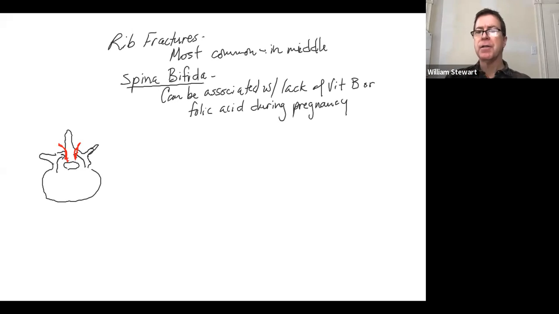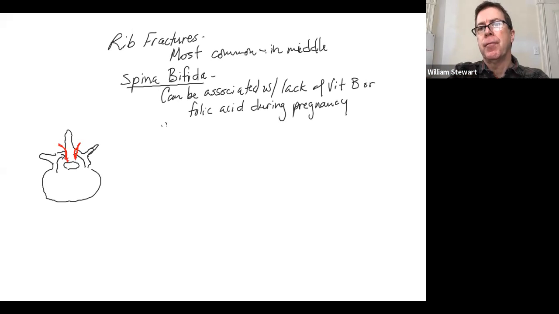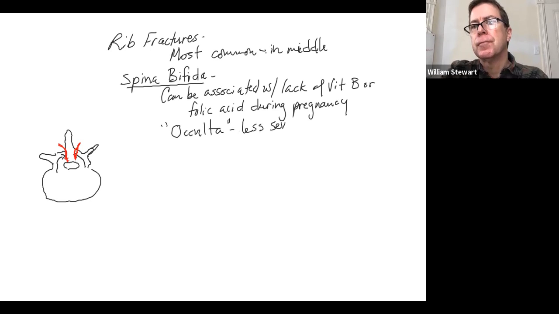Spina bifida occulta, that's O-C-C-U-L-T-A. Let me write that out in quotes. Sorry, there's an L in there. This is the less severe of the two forms. In the occulta form, the lack of fusion space is fairly minor and it's less severe. The cystica version is very severe.